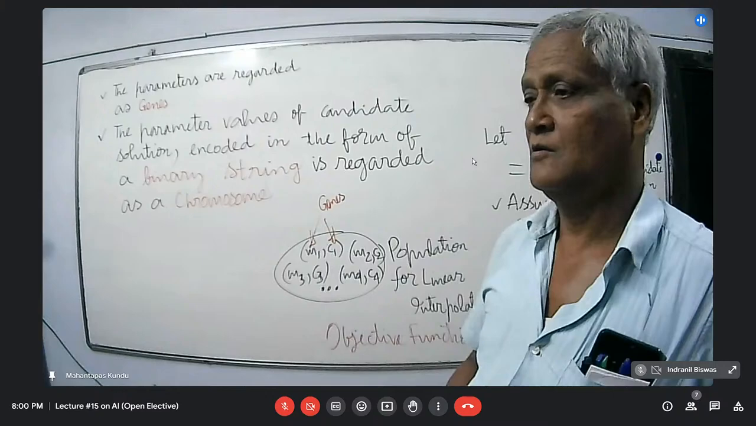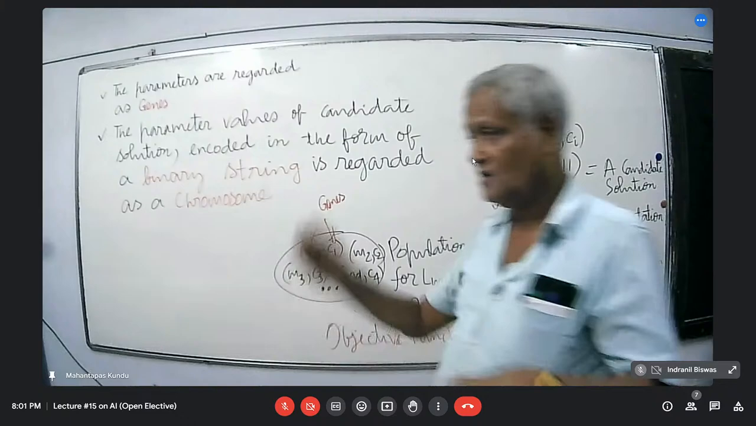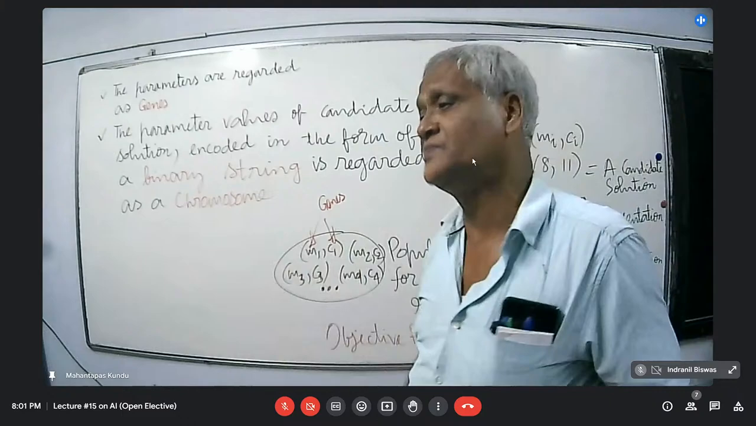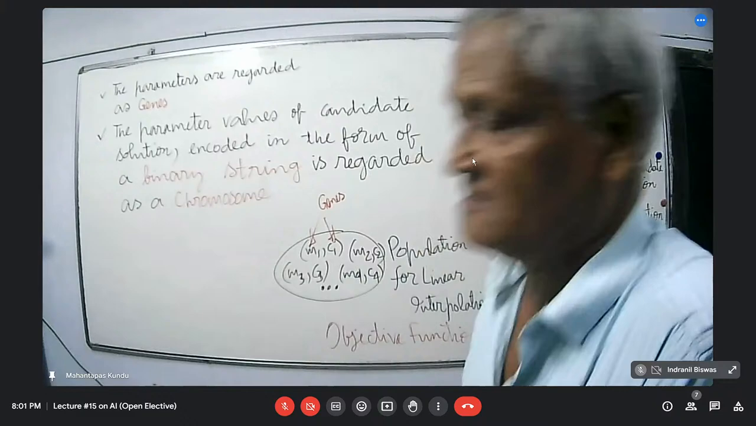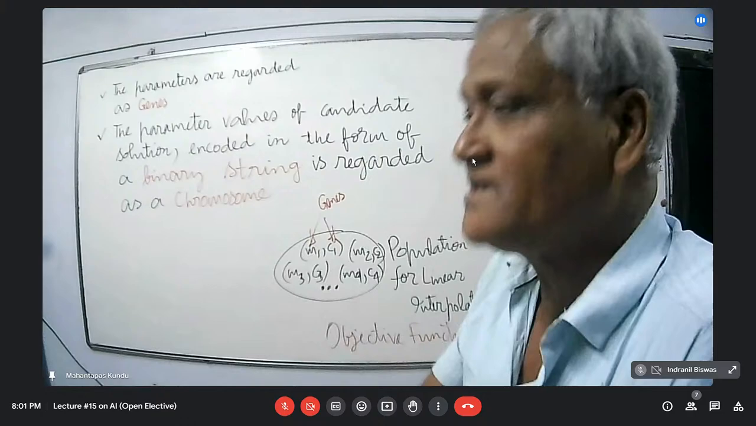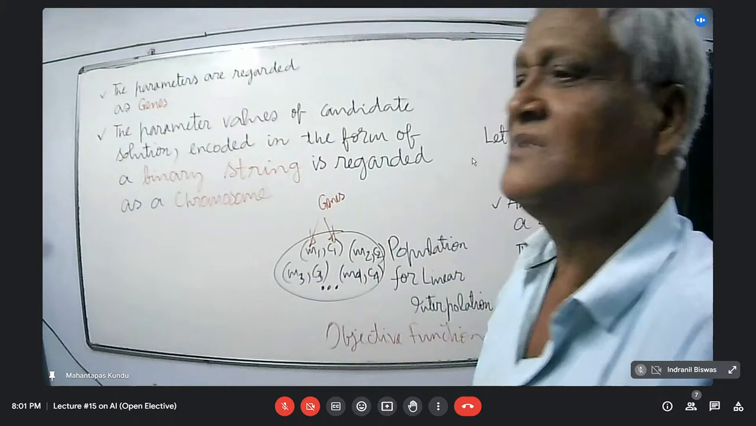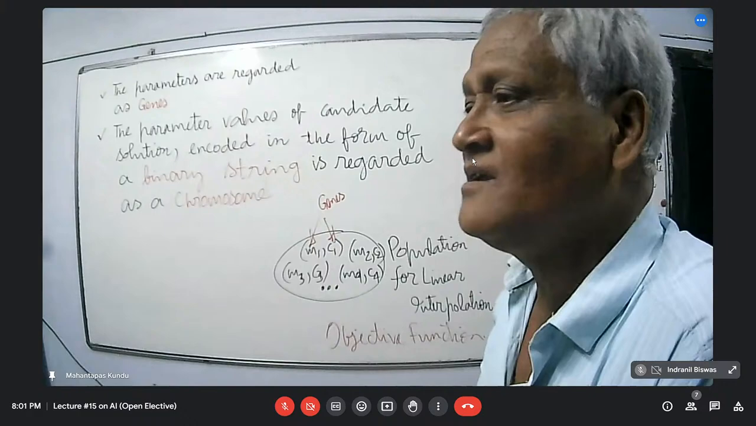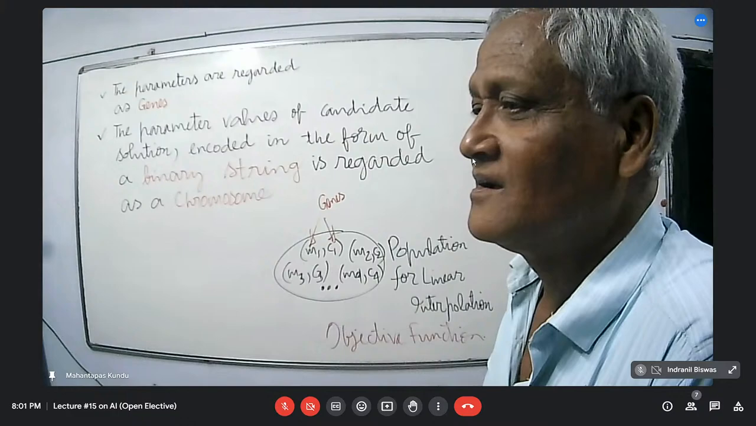So let us summarize. First, we have to create a set of candidate solutions, which is called population. Each candidate solution is represented by a fixed number of parameter values. And each of these parameters is regarded as a gene. And the parameters in a candidate solution are encoded as a binary string. So basically, every candidate solution in a genetic algorithm is represented as a string of binary numbers, which is called a chromosome. Clear? Yes, sir.